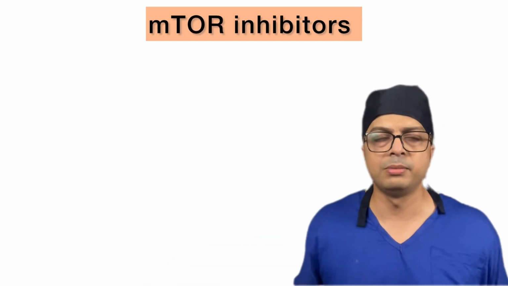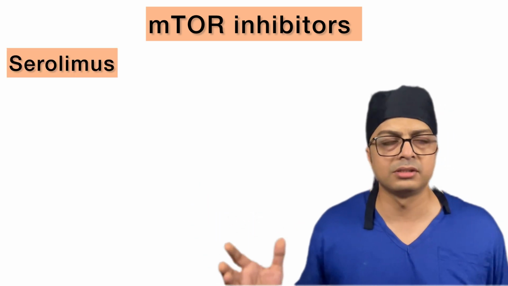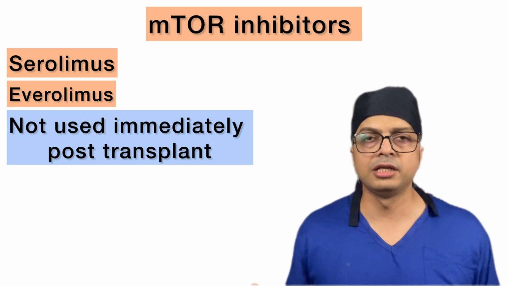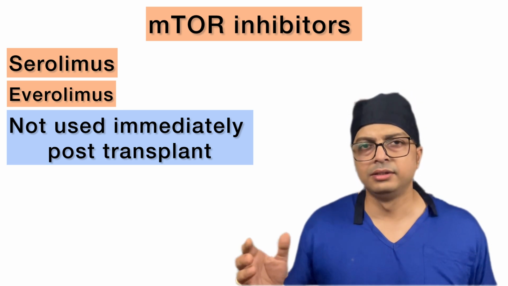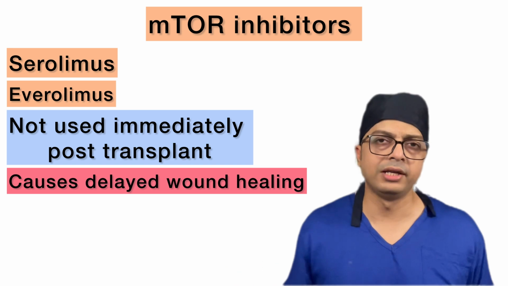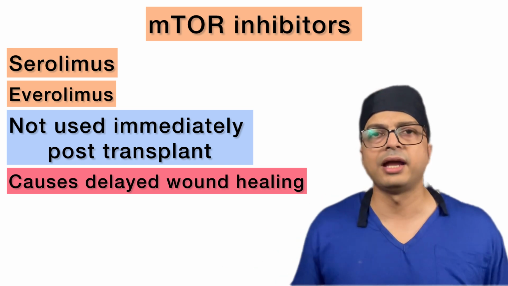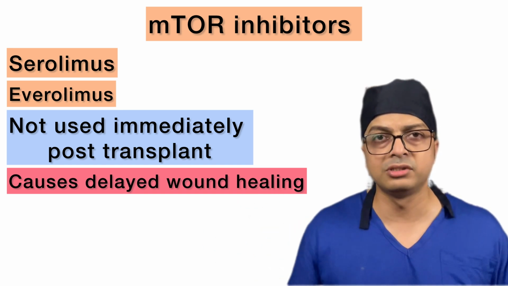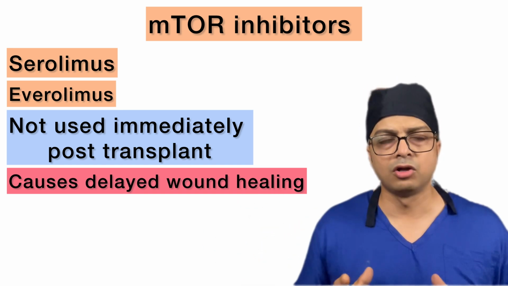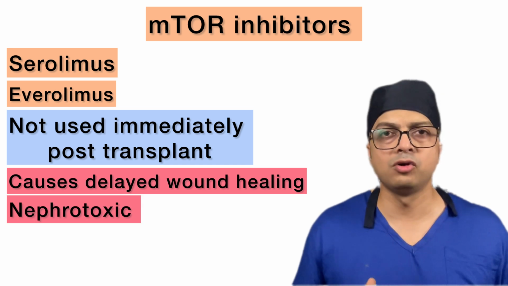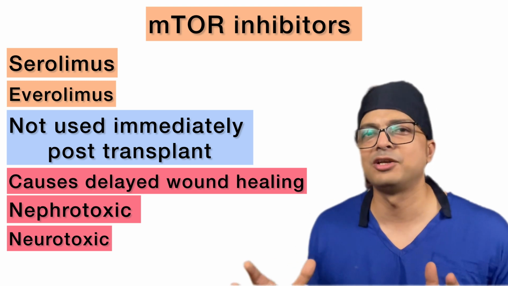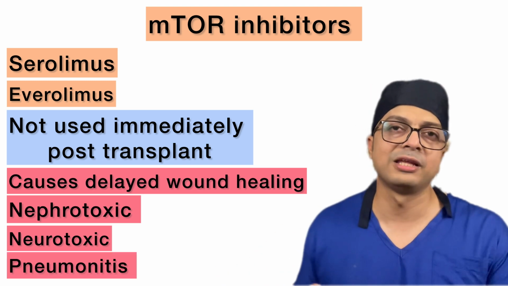Friends, lastly coming to mTOR inhibitors. Among these mTOR inhibitors, sirolimus and everolimus are commonly used. Friends, these mTOR inhibitors are not used immediately post-operatively. These drugs cause delayed wound healing because they decrease the activity of fibroblasts. The mTOR inhibitors are mostly used in the late maintenance phase. Also, the nephrotoxicity and the neurotoxicity are less as compared to calcineurin inhibitors. These drugs are notorious for causing pneumonitis in patients.